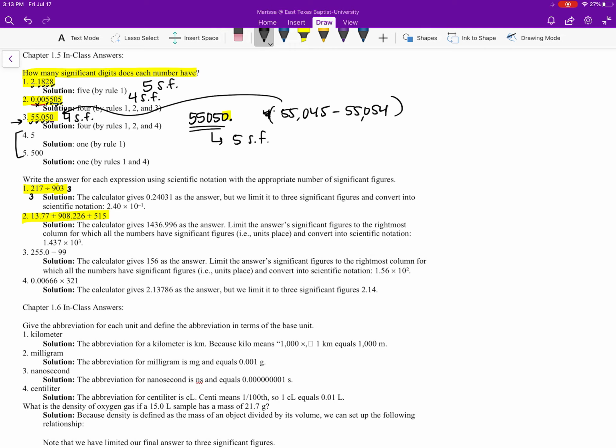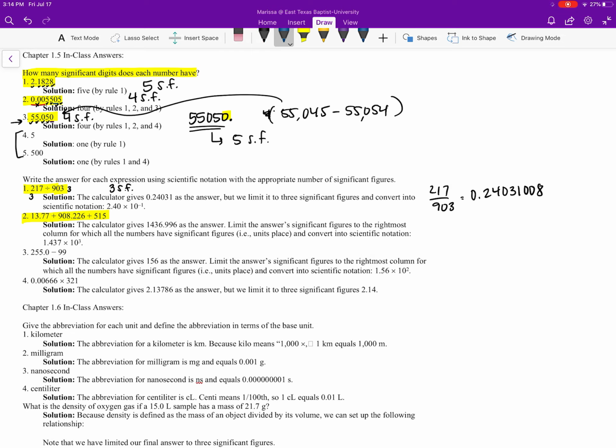This means that my final answer can only have 3 sig figs, and I may have to round in order to make that happen. So if I take 217 and divide it by 903, the answer that I'm going to get is probably not going to have exactly 3 sig figs, which in this case is correct. So I get 0.240310008. And so this has several sig figs.